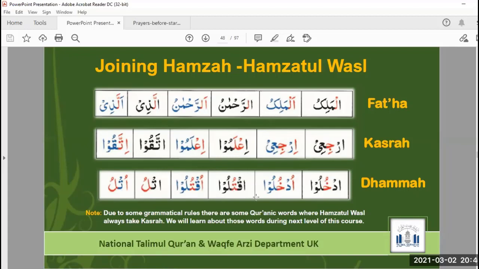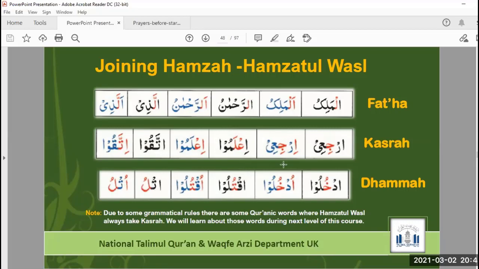Udhulu. Here uqtulu, this alif is taking dhamma because the first mutharak letter ta has got dhamma on it. So it dictates to us that we put dhamma on alif. Similarly here, the first mutharak letter after Hamzatul Wasl is lam, which has got dhamma on it. So we will put dhamma on alif and we will read it as utulu.